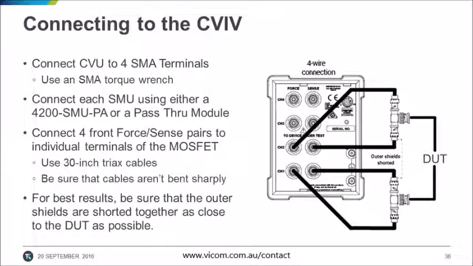From the front of the CVIV switch, we'll use 30-inch triaxial cables, and we want to make sure that the cables are smooth and not bent too sharply. And we want to connect the force and sense terminals as close to the device under test as possible. For best results, be sure that the outer shields are shorted together as close to the device as possible as well. While they are shorted together at the CVIV, the closer the better.